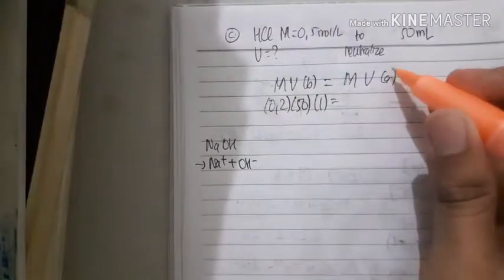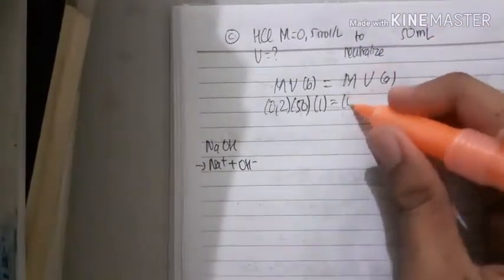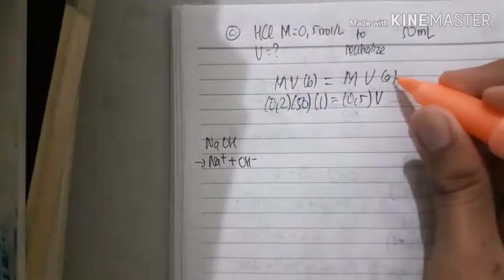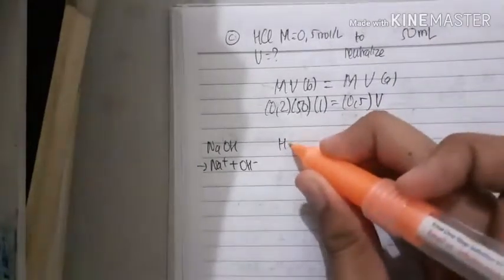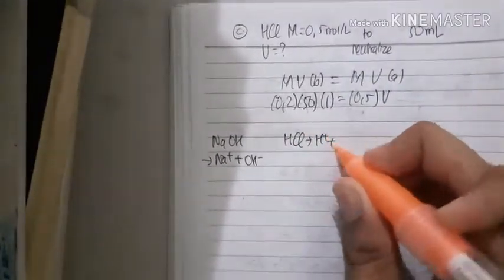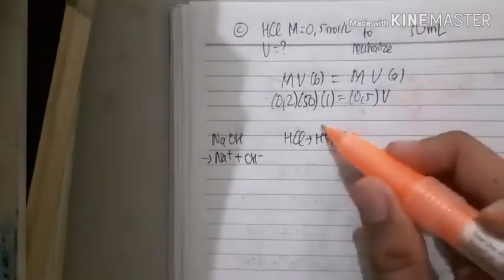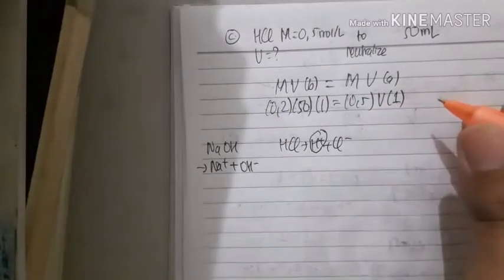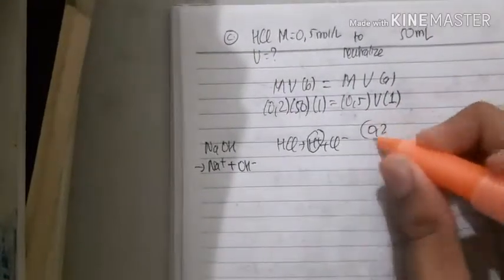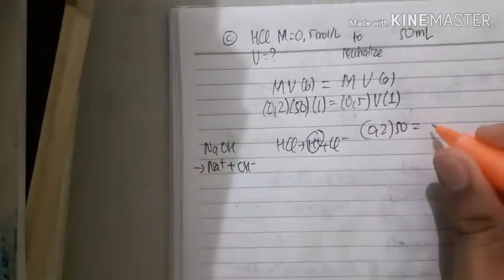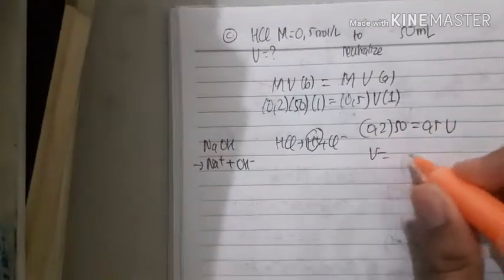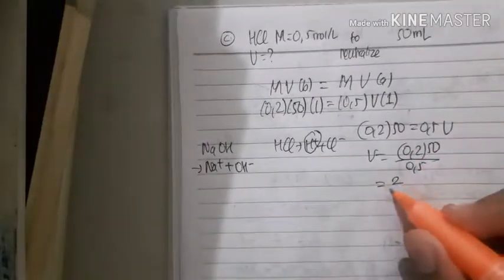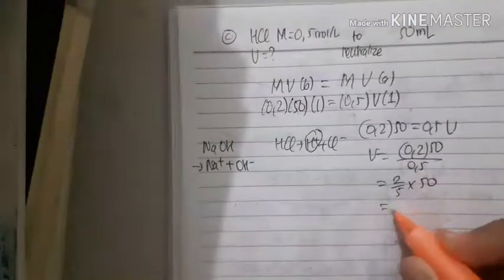Now for the acid, it has 0.5 molarity, and the volume is what is asked. For the acid value, remember that HCl is H plus Cl minus, so it only has one hydrogen ion, so we put 1, right? So that's how you do it. So 0.2 times 50 equals 0.5 V. So V is 0.2 times 50 over 0.5, which is 2 over 5 times 50, which is 20.